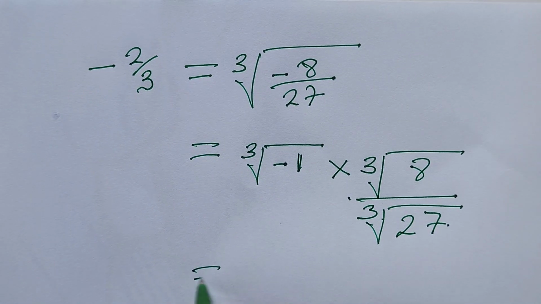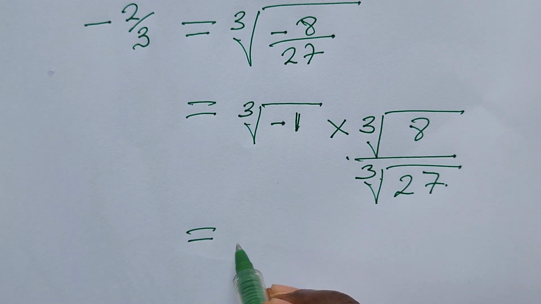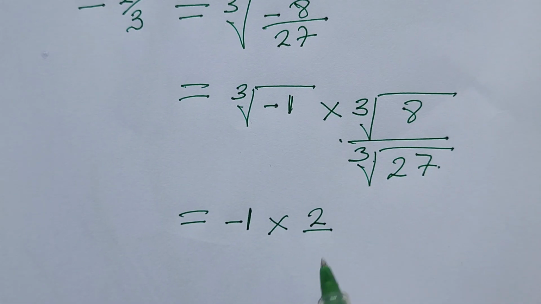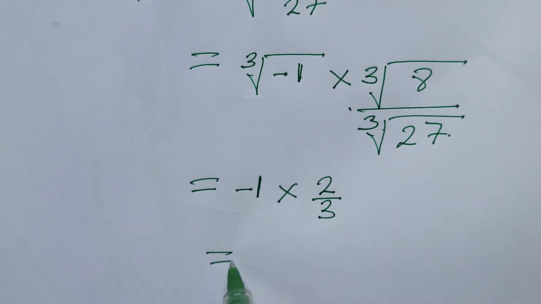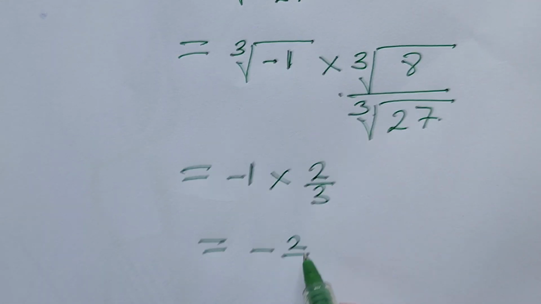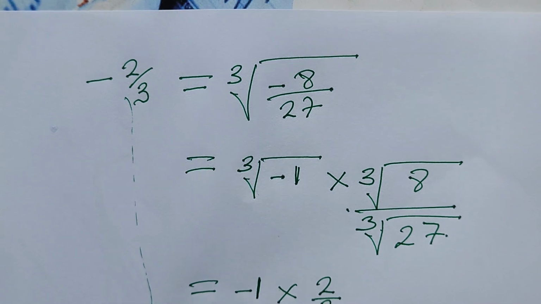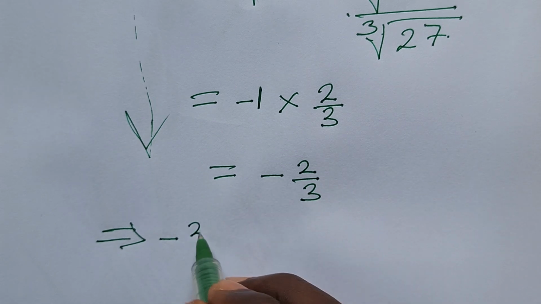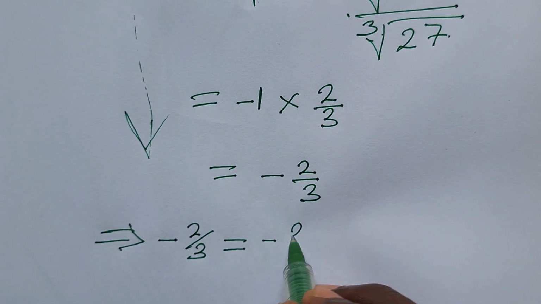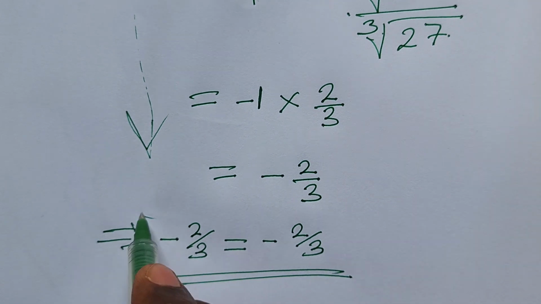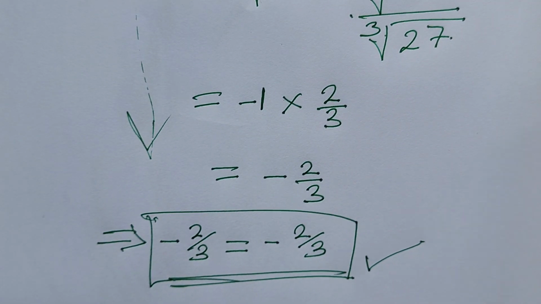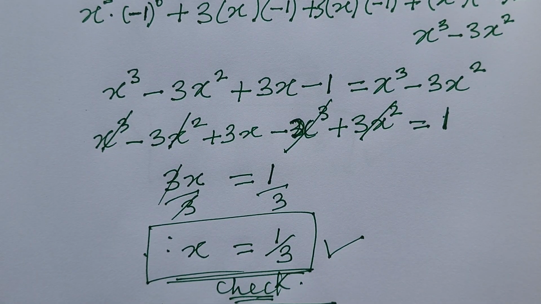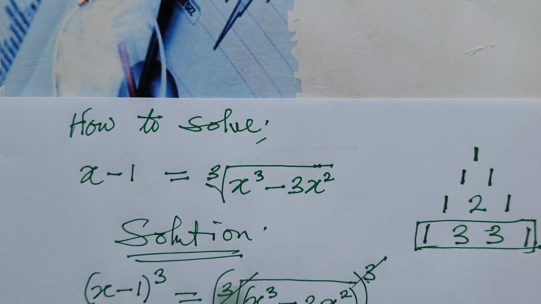Okay, so this will now be equal to, what is the cube root of minus 1? This will give us minus 1 times the cube root of 8 will give us 2, all over the cube root of 27 will give us 3. And if we multiply, this will give us minus 2 over 3. Let's bring this down here. This now implies that our minus 2 over 3 is equal to minus 2 over 3. Okay, so this shows that x equal to 1 over 3 satisfies the original equation, which is this.